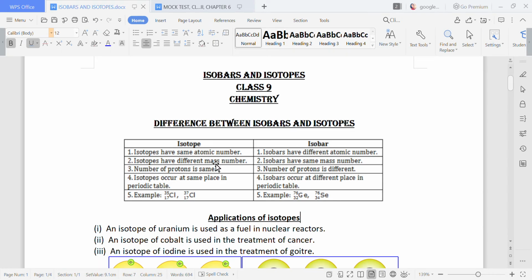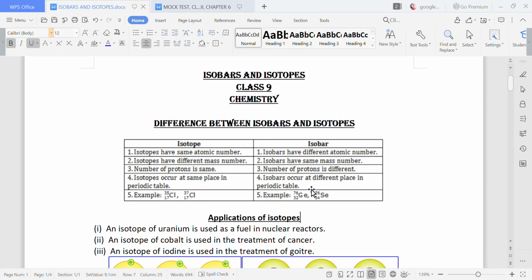Now, why is it so? Because the number of protons is the same in isotopes, but in isobars, the number of protons is different. Isotopes occur at the same place in the periodic table. They have been given the same place in the periodic table. But isobars occupy different places in the periodic table.